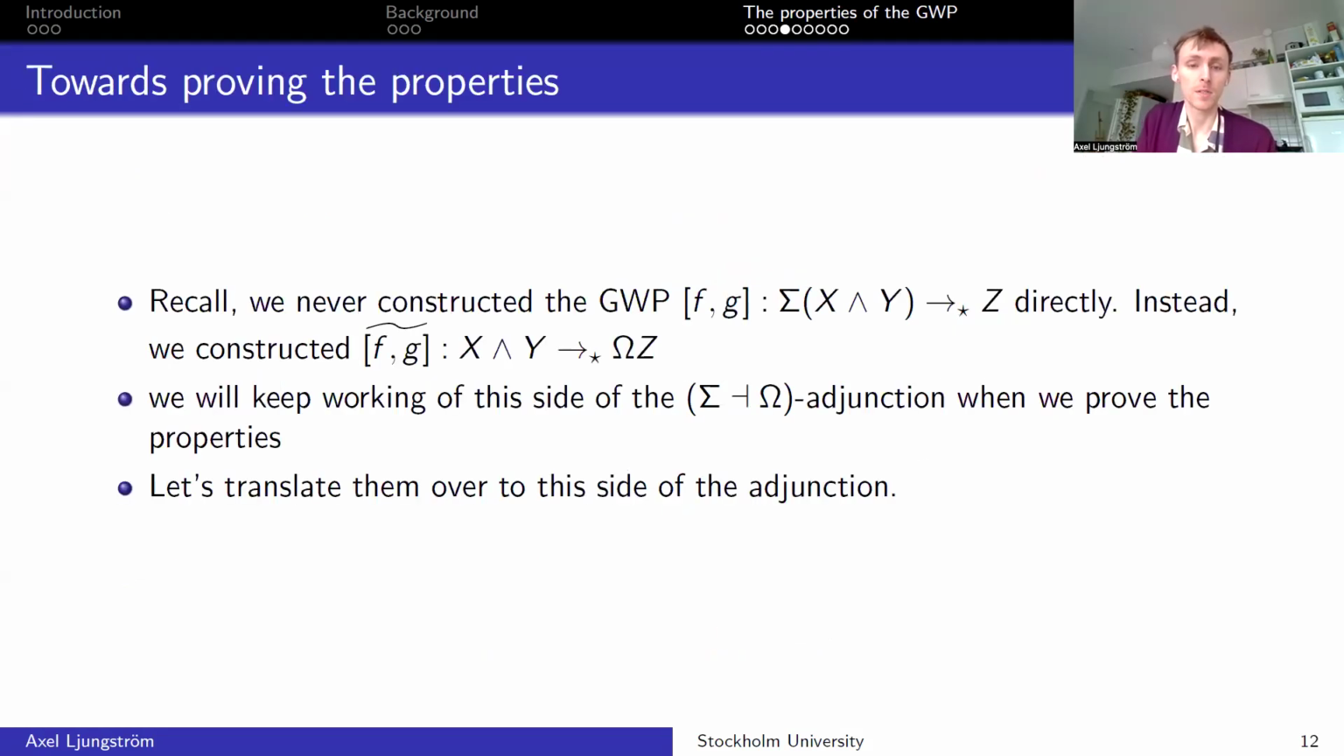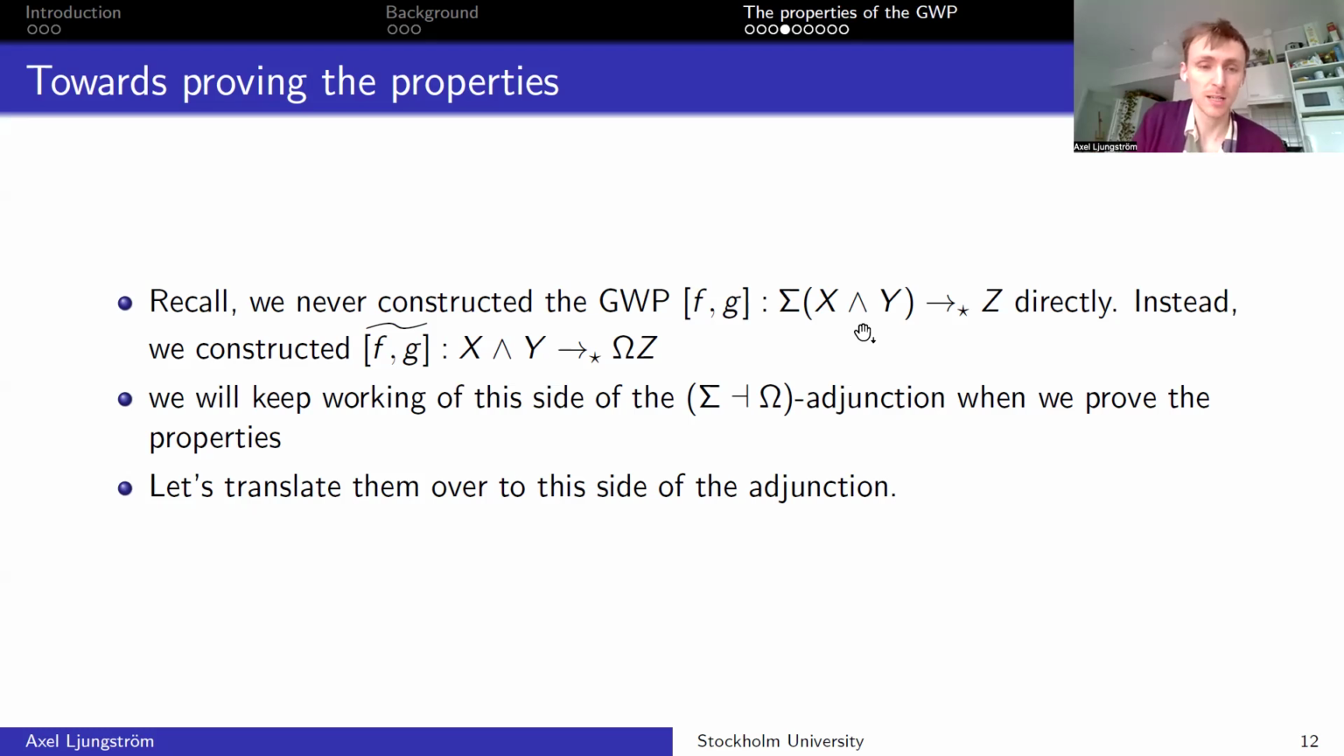Okay. So how do we prove these properties? Well, okay. So first of all, we never constructed the Whitehead product directly as a map like this, right? We always worked on the right-hand side of this suspension loop space adjunction. So what we really did was we constructed f bracket g tilde going from x smash y into omega z. So it would be nice if we could keep working on this side of the adjunction when we state the properties like symmetry and Jacobi. So let's try to translate also these properties now to the right-hand side of this adjunction.